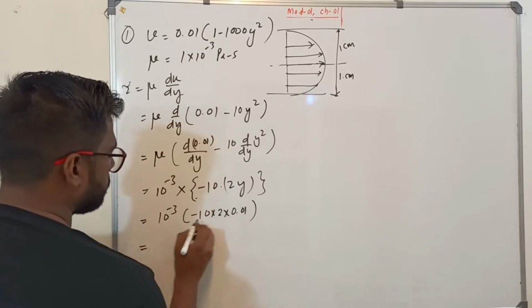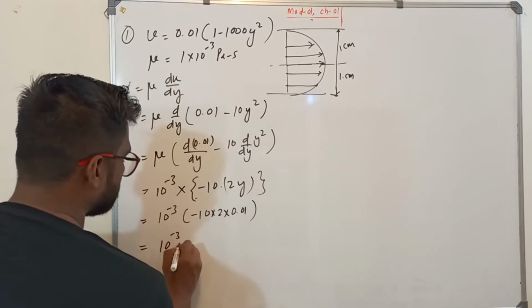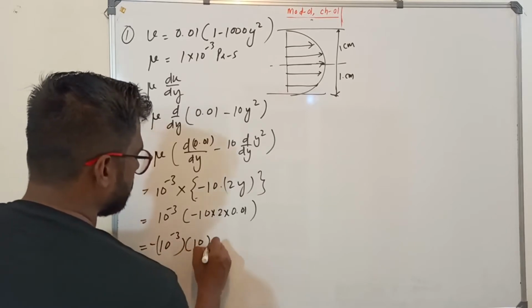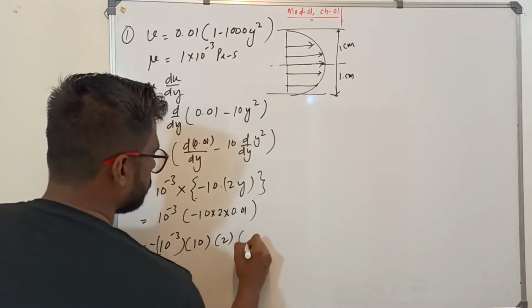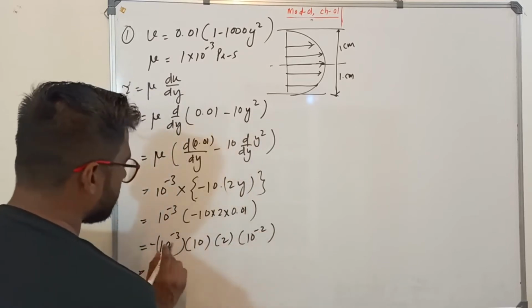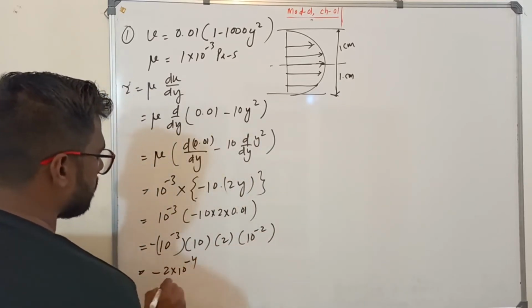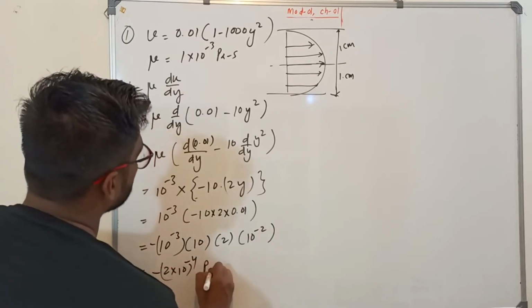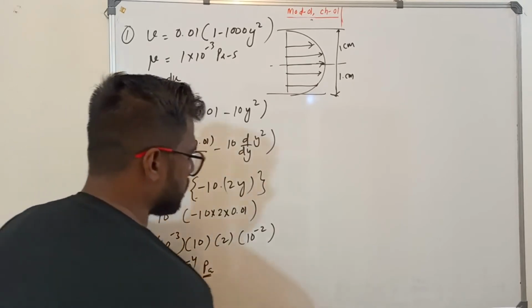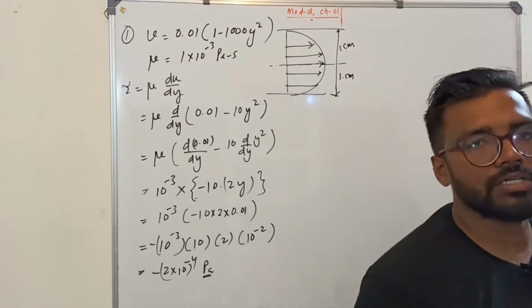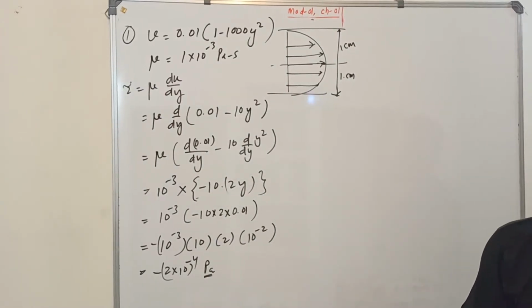0.1 into 10 to the power minus 3, minus, taking out into 10, into 2 into 10 to the power minus 2. 10 to the power minus 5 minus 4. So minus 2 into 10 to the power minus 4. This is your Newton per meter square. Okay, Newton per meter square. That is your answer. Okay, very fast I did.